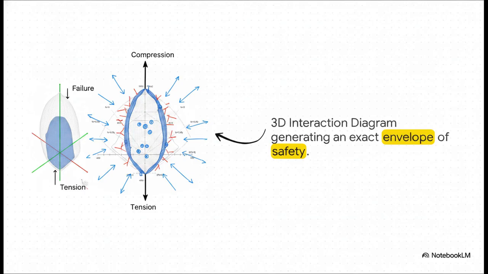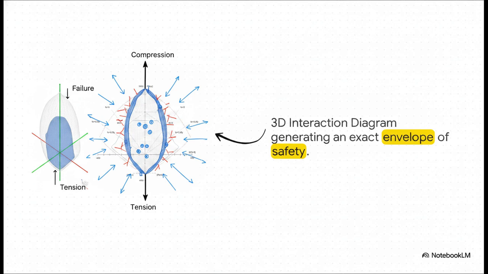This is a 3D interaction diagram generated for that exact 16 by 16 column. Think of this wireframe shape as a definitive envelope of safety. Your vertical axis represents the axial load, so you have compression at the top, tension at the bottom. The horizontal axes, those represent your bending moments. The software is actually calculating exact control points for you, things like maximum compression, the exact points where the tension reinforcement yields, and pure bending.